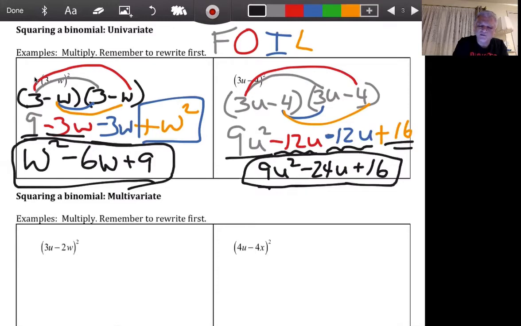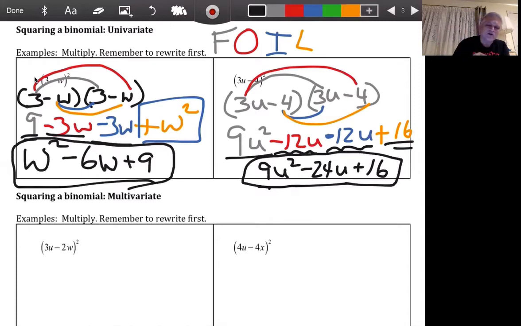Again, if you had given me 16 minus 24u plus 9u squared, I'm not calling it wrong, but I would just prefer, as most other math teachers that I've known and that you are going to run into will prefer, to see the descending order.